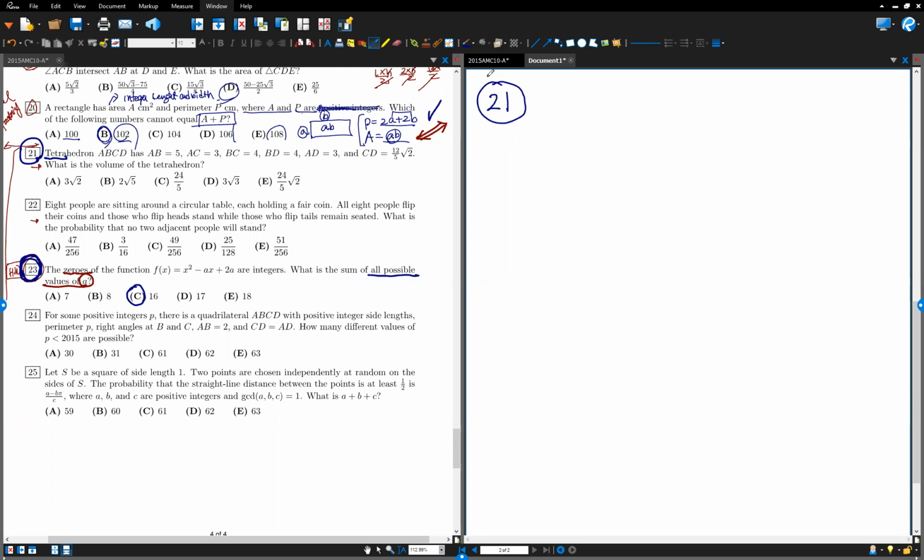First one, AB is 5, AC is 3, and BC is 5. So AB is 5, AC is 3, BC is 5. This is a right triangle, right? One of the triangles is a right triangle already.